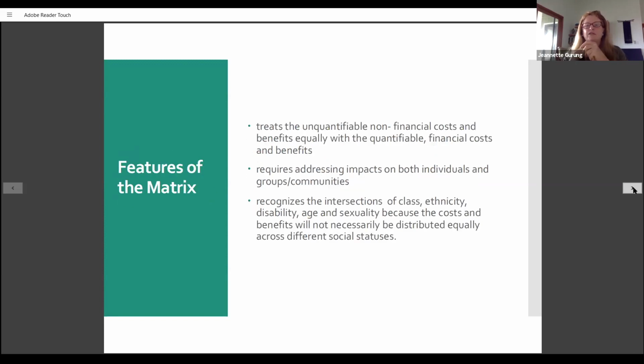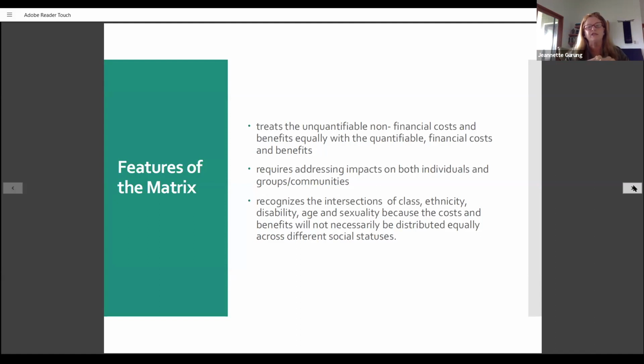Faye, the next one is the features of the matrix, and I'm going to show you the matrix. It's very simple. That's the tool that we're going to send you off to the breakout rooms to work on. But the feature of it is, again, it treats these unquantifiable, non-financial costs and benefits equally with the financial, quantifiable benefits and costs. We don't want to privilege one or the other.